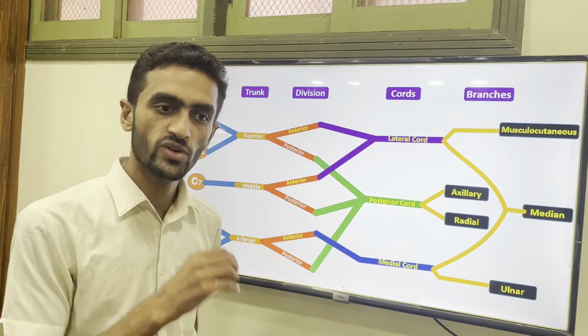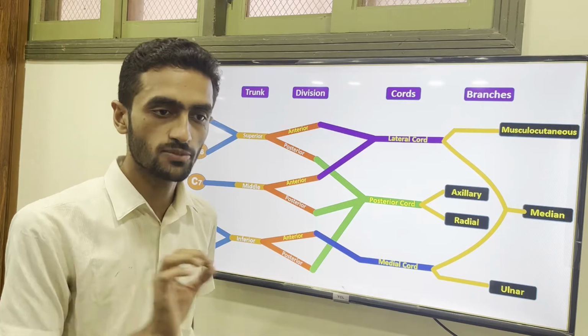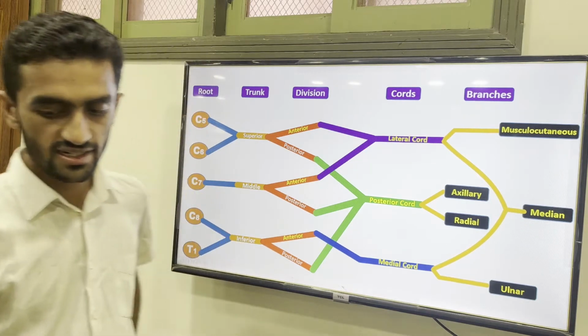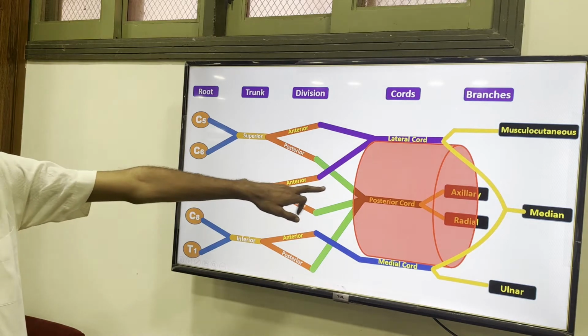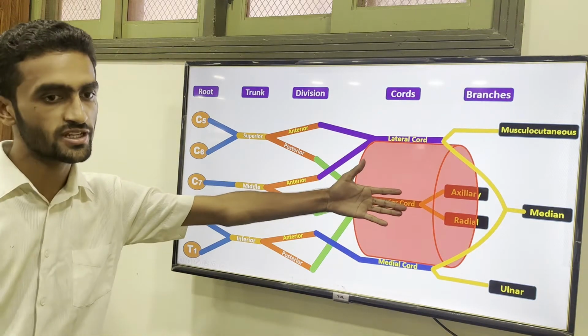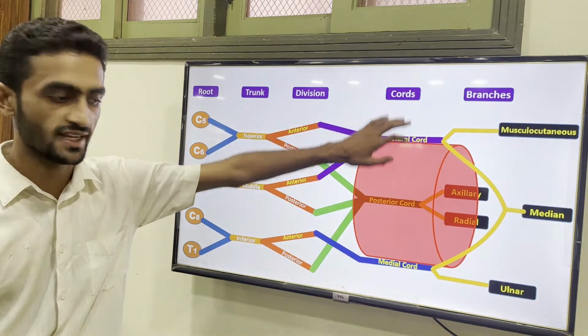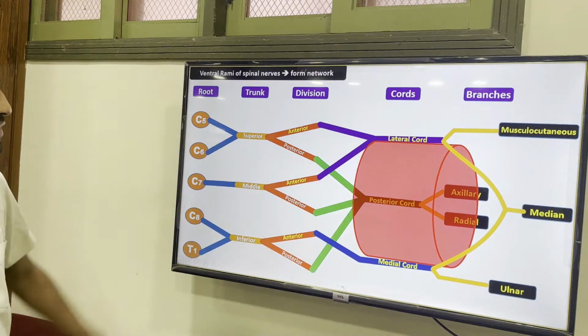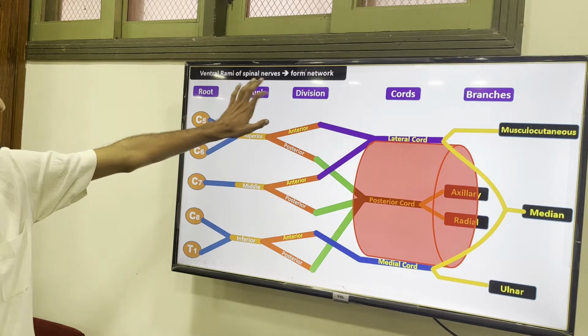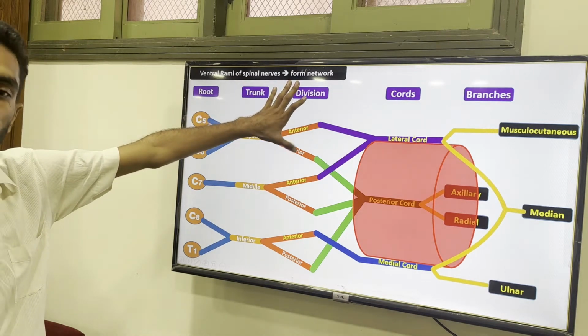So we have a lot of mnemonics which will help you to point these out. Just understand this, so it's easier. So here is actually your axillary artery. You can see the posterior cord is posterior to that, lateral is lateral to that, medial is medial to that. Okay. So all the ventral rami of spinal nerves form a network. That name is your brachial plexus.